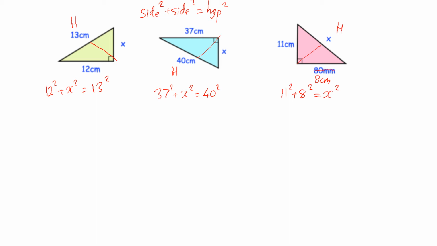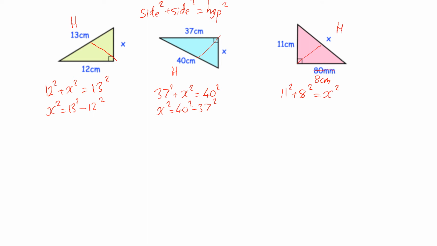And then what you've got to do with these depends on where the x squared is. So in this instance, in the first one, we need to actually subtract that 12 squared from our 13 squared, because to move it to the other side of the equation, we need to subtract it. For the second one, we're going to subtract our 37 squared. And then for the third one, well, we can add those together. X squared is isolated here, that's fine.